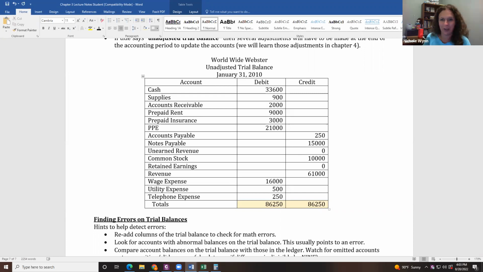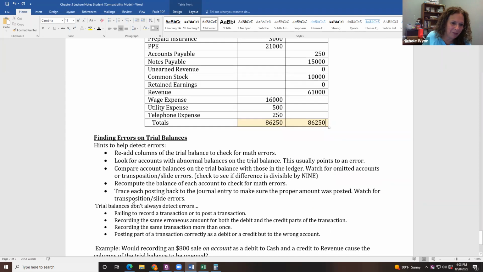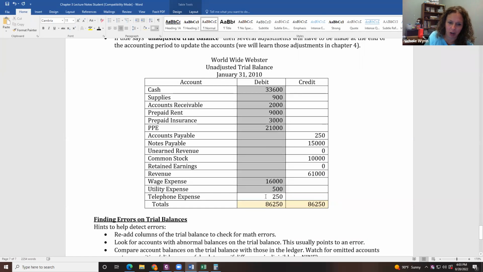When you go to do homework, that's not always the case, okay? Sometimes you're like, oh, why doesn't this thing balance? So 86,250 and 86,250. If it doesn't balance, here's a list of things to help you along. You can re-add your numbers. Or if you used Excel, make sure you got all of them included, because sometimes when you do equals sum, you accidentally forget to pick up the first one or the last one or whatever.